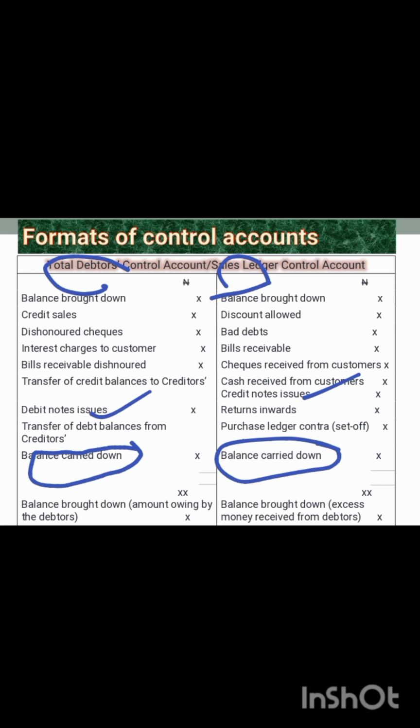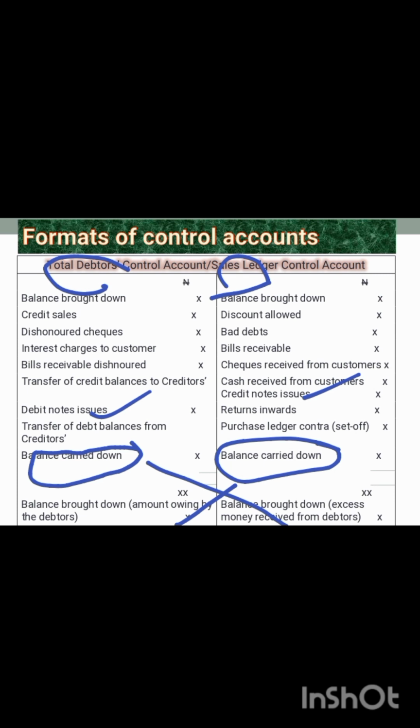So this balance carried down can be brought down to the debit side, and it indicates what the debtors are owing us, what is being owed by the debtors. Now, the one at the credit side, when it is brought down, indicates the excess money received from debtors. That means there should be a refund.